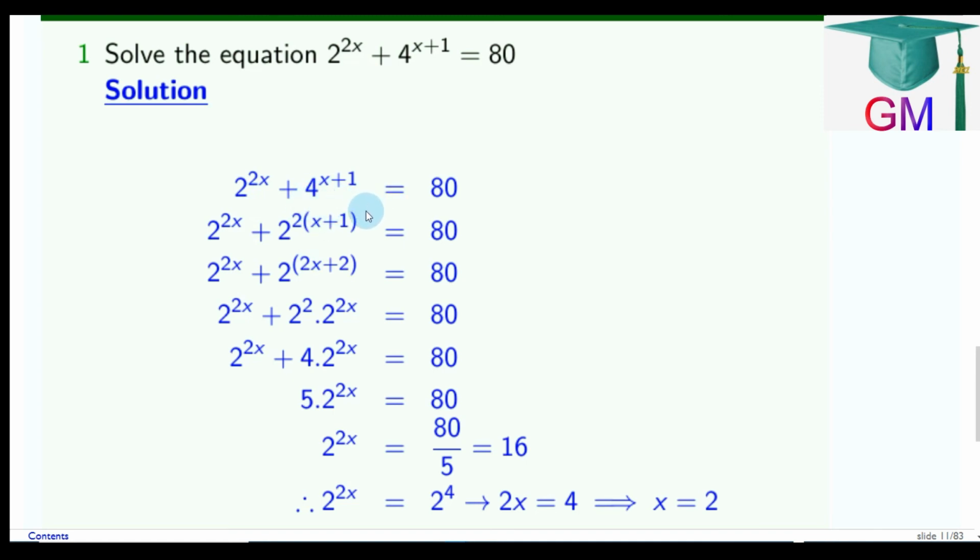When the bases are the same, the powers are equal, but I still have another operation here, plus. How do I deal with that? So 2 to the power of 2x, there's nothing to simplify so far. But here, I can write 4 as 2 to the power of 2, then the power x plus 1 is there, equal to 80. 2 to the power of 2x plus.